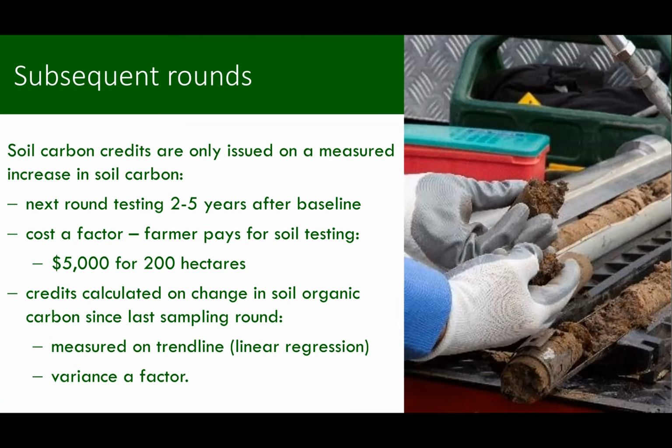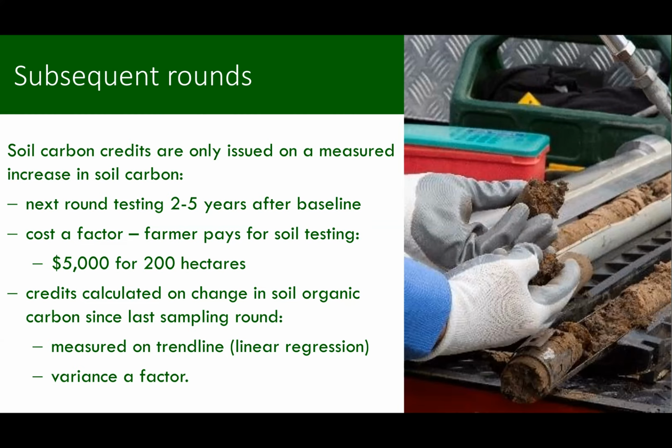So when we pick a time to sample again, we're looking to measure that increase. Cost of sampling is a factor. As a reference guide for 200 hectares, it's around about $5,000 of cost. Now, your credits are calculated on the change of trend line as to how that trend line of soil organic carbon is going over time. So there's a fair amount of calculation and complexity there. It's good, keeps me in a daytime job.